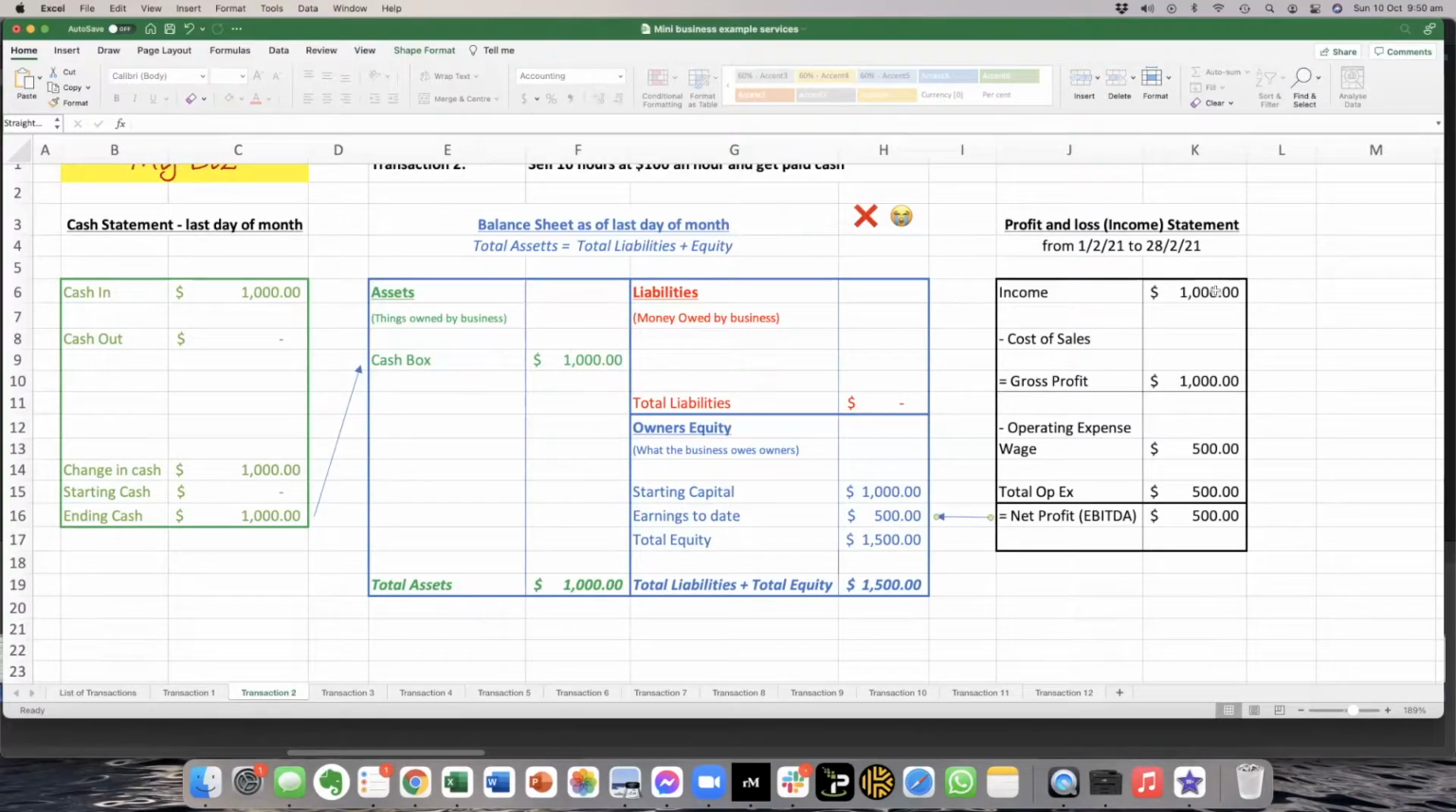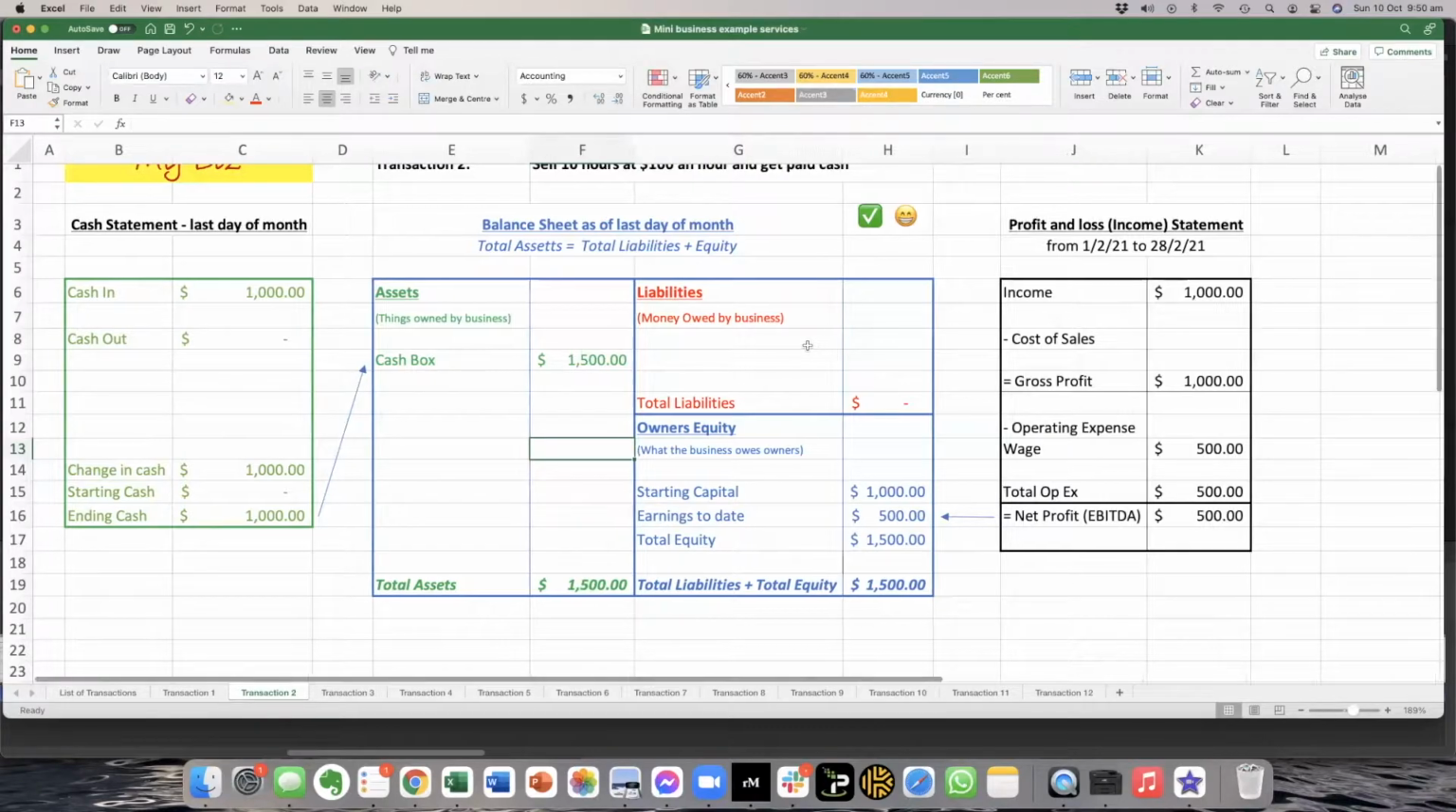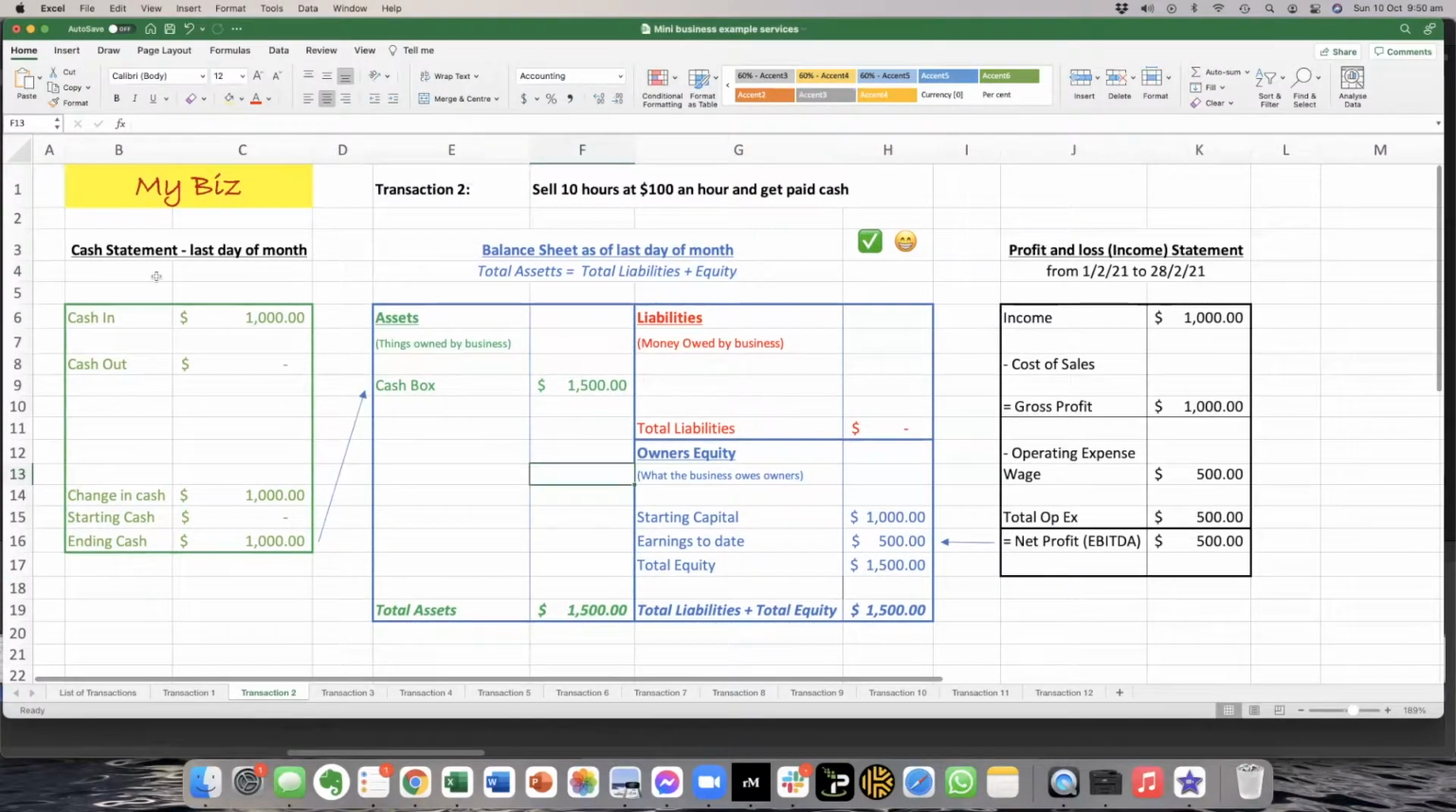Now we know we had $1,000 coming in cash, so we need to go over to our cash box and put it in here. But we also had $500 go back out. So the net change here is we now have $1,500 in cash. So happy smiley faces again. However, we do need to fix up our cash statement because you can see that this is no longer connected to this. They're not equal.